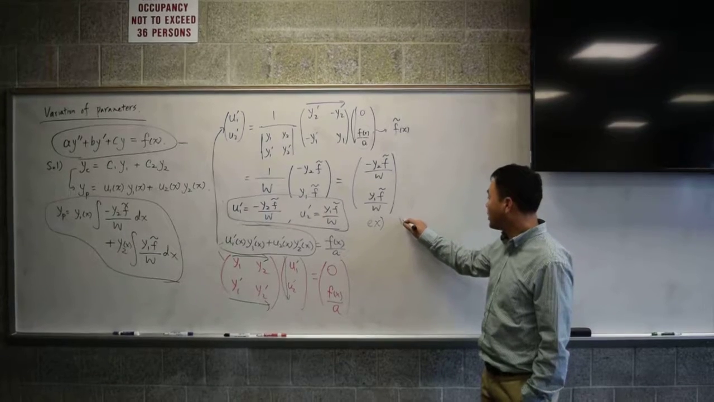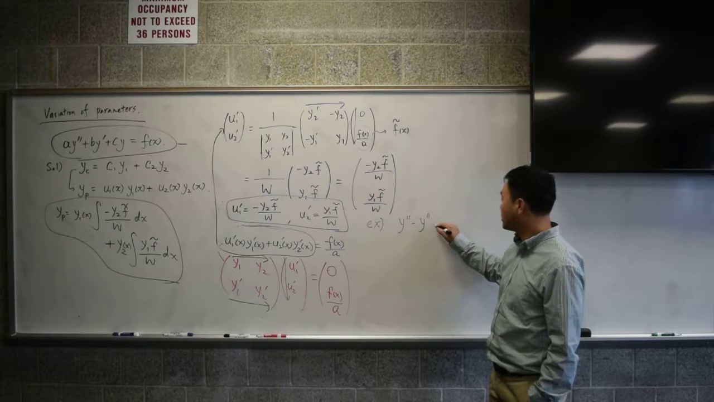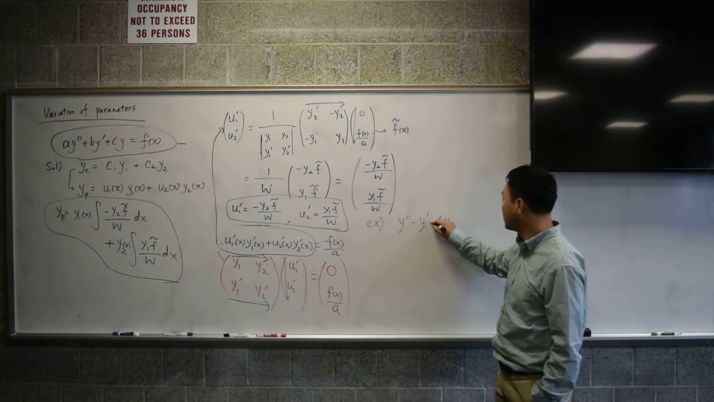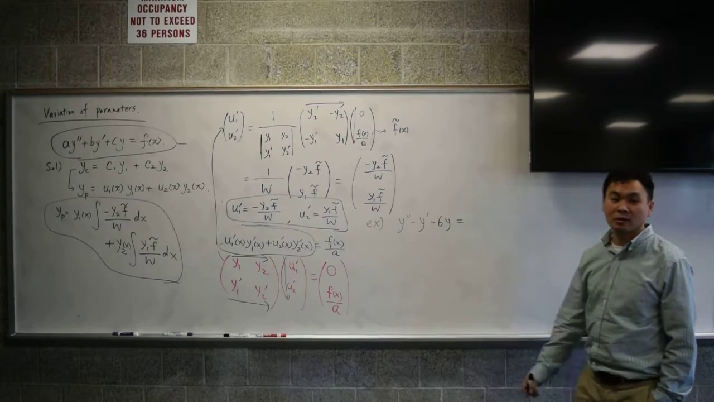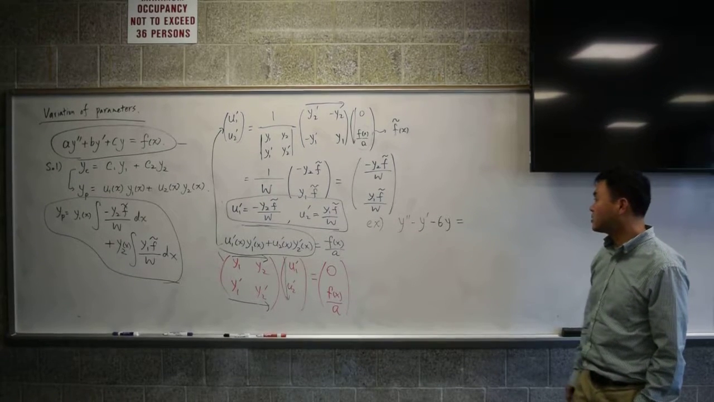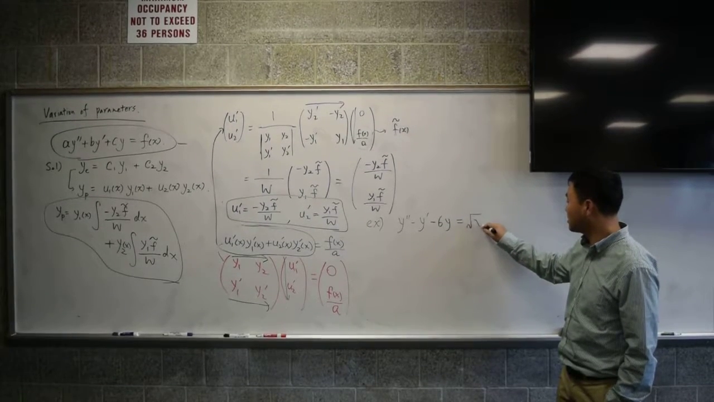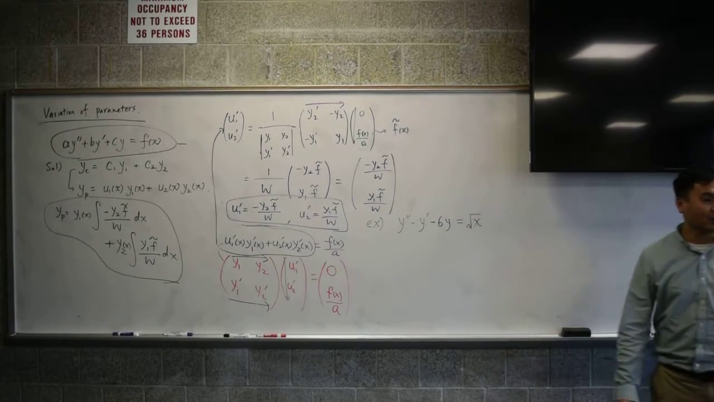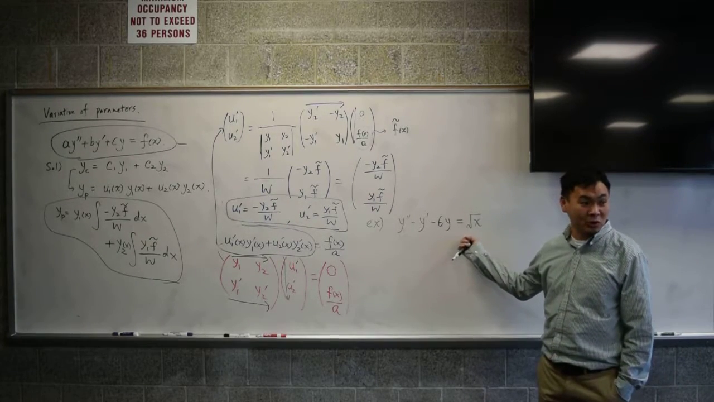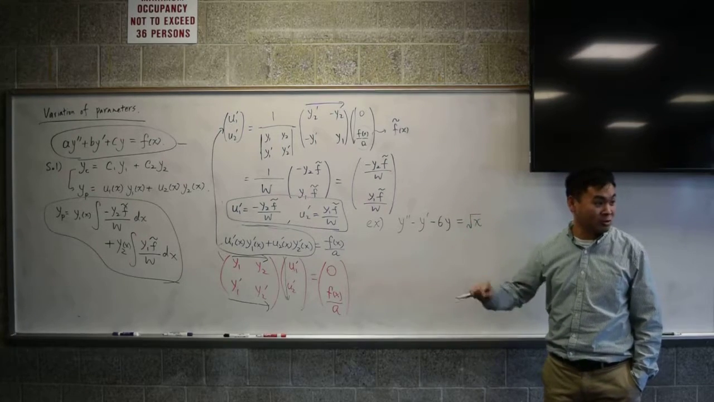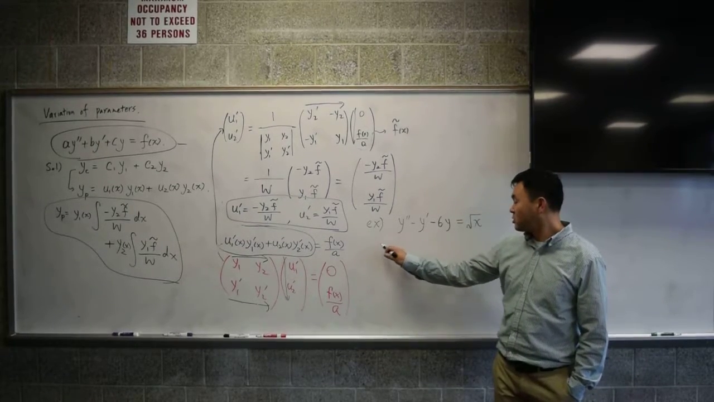If I have y double prime minus y prime minus 6y equal to, let's just put something wild here, square root of x. Again, that's impossible to solve using method of undetermined coefficients because square root of x has derivatives which never end, right? Okay. Now, what are the two solutions in our case?